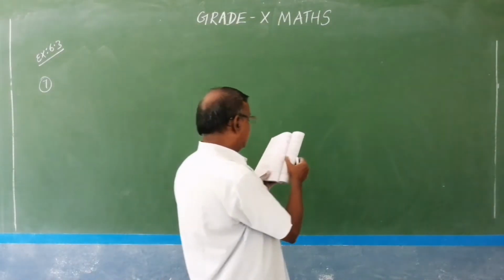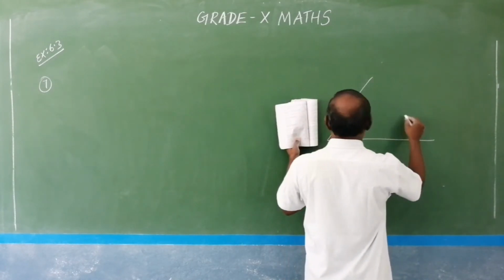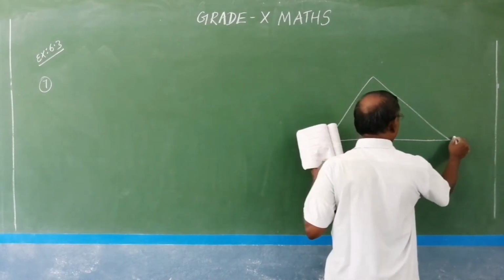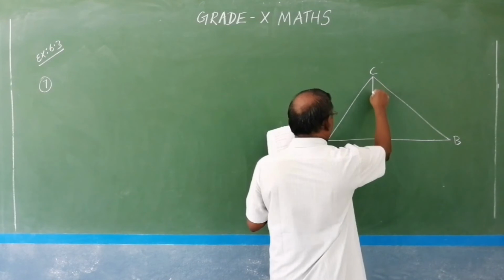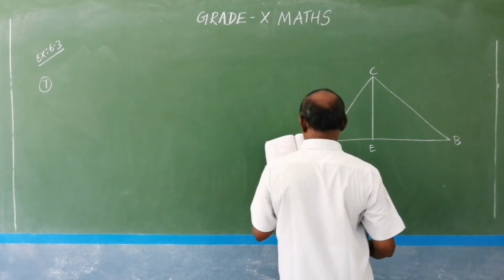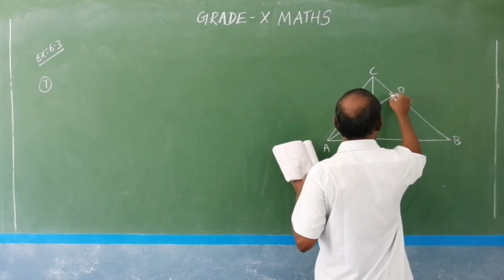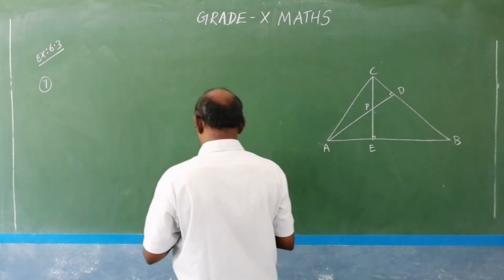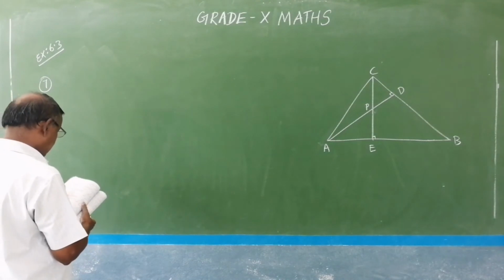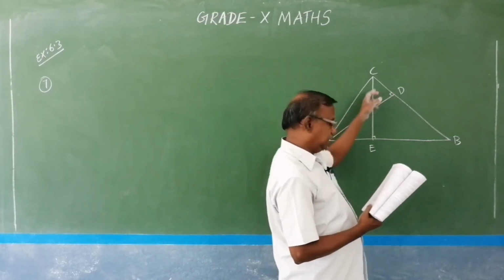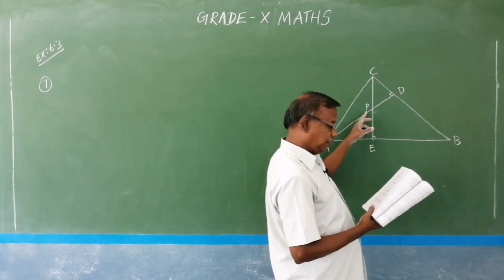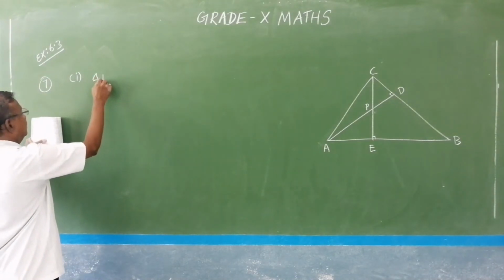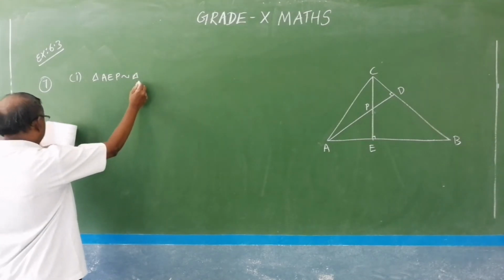The diagram 6.38 is given. Let us draw the diagram first. Triangle ABC, in which CE is perpendicular to AB and AD is perpendicular to BC, so that the intersecting point is P. In the given diagram, the altitudes AD and CE of triangle ABC intersect each other at point P. Show that the first one, triangle AEP is similar to triangle CDP.